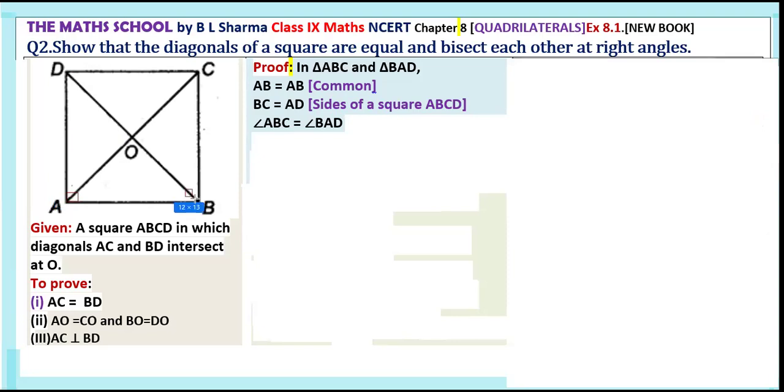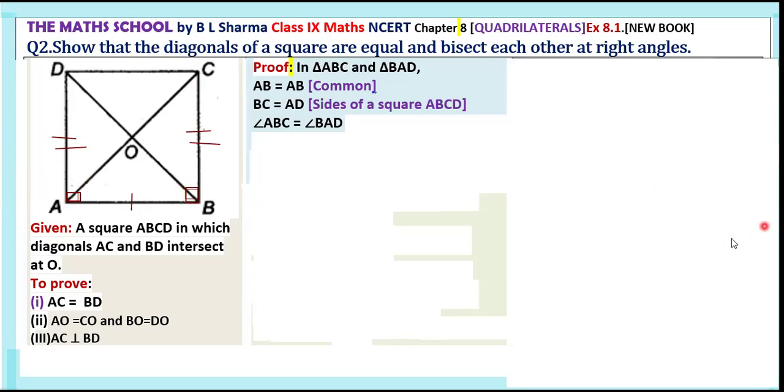This angle is 90 degrees, this angle is also 90 degrees, because each angle of a square is 90 degrees. This side is common, and the two sides are equal because all sides of a square are equal. So you will see here the two triangles are congruent by which rule? Side, angle, side.